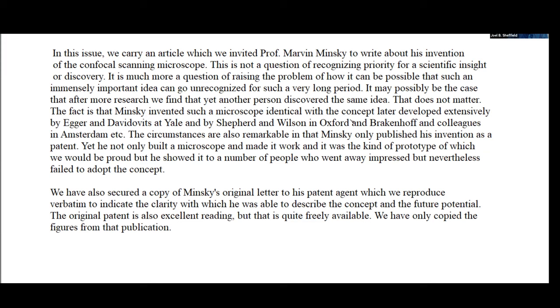And here's the point. He invented this microscope similar to the one that was really done more by other people, people at Yale, people at Oxford, people in Amsterdam. And people who were working on this were aware of this patent. But very few people understood the value of it, okay? So it's an interesting example of something that sat as a concept for quite a while until people started to work with it some more.